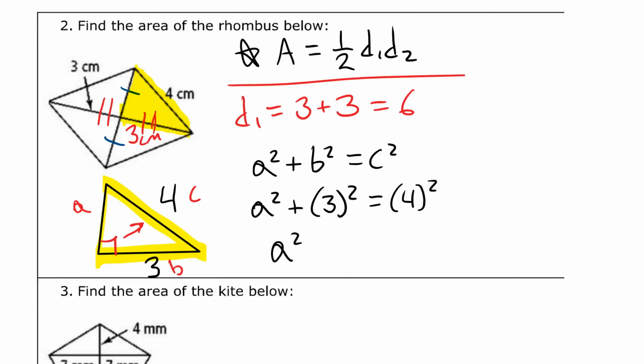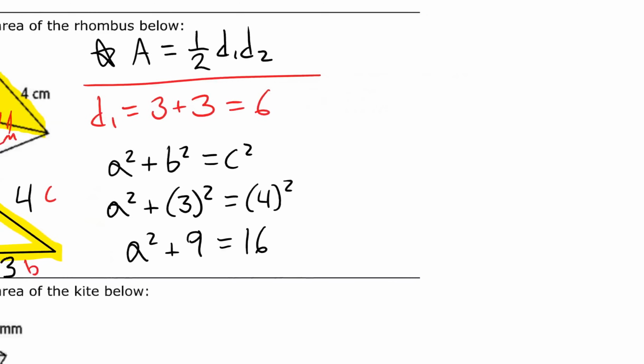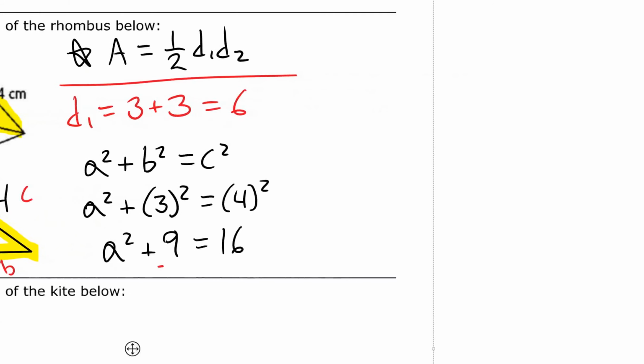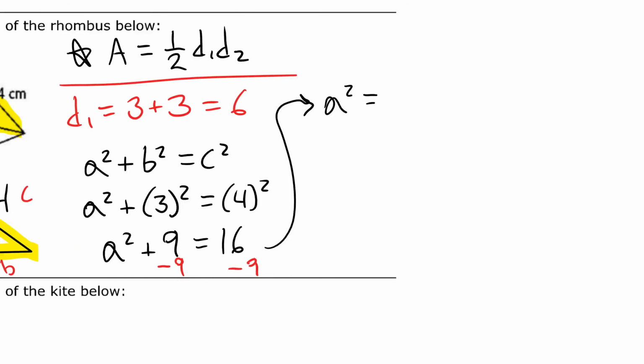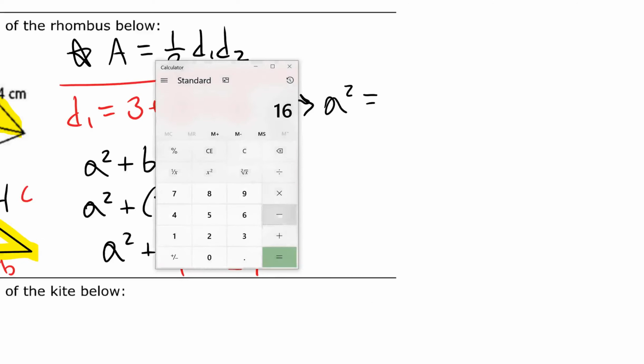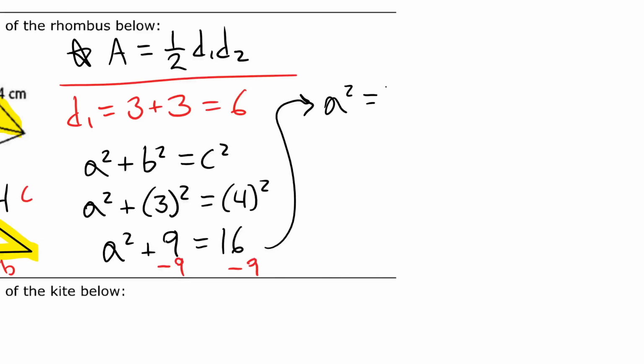A squared plus 3 squared is 9, and 4 squared is 16. If we subtract 9 from both sides, this is why it's important to have scratch paper while you do these, we get A squared is equal to 16 minus 9, which is 7. Take the square root of both sides, and A is going to be equal to the square root of 7.